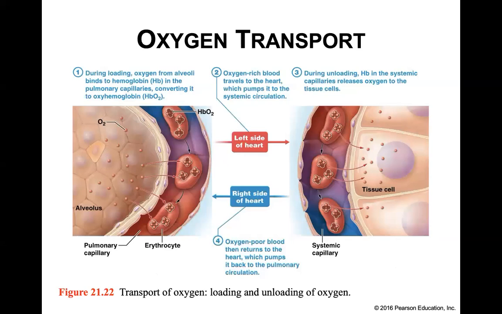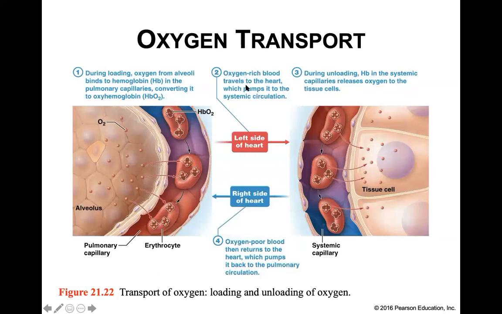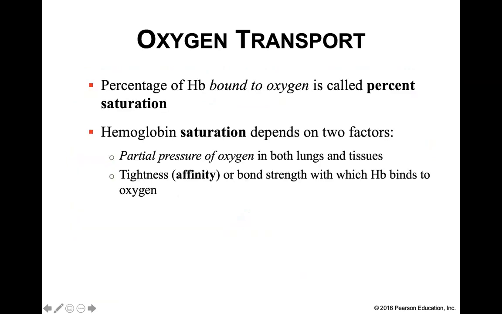So during the loading, oxygen from the alveoli binds to hemoglobin in the pulmonary capillaries, converting it to oxyhemoglobin. Oxygen-enriched blood then travels to the heart, which pumps it to the systemic circulation. During unloading, hemoglobin in the systemic capillaries releases oxygen to the tissue cells. And then oxygen-poor blood returns to the heart, which pumps it back to the pulmonary circulation. You repeat the whole cycle over again.